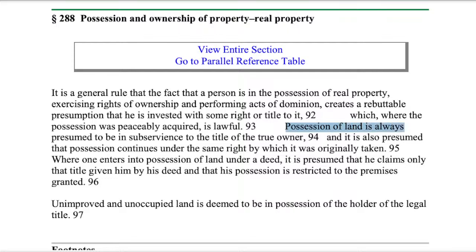Possession of land is always presumed to be in subservience to the title of the true owner, and it is also presumed that possession continues under the same right by which it was originally taken. Where one enters into possession of land under a deed, it is presumed that he claims only that title given him by his deed, and that his possession is restricted to the premises granted. Granted where? Under that deed. Unimproved and unoccupied land is deemed to be in the possession of the holder of the legal title.